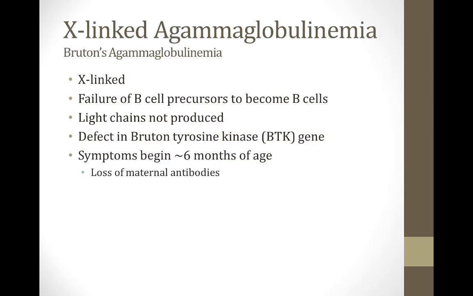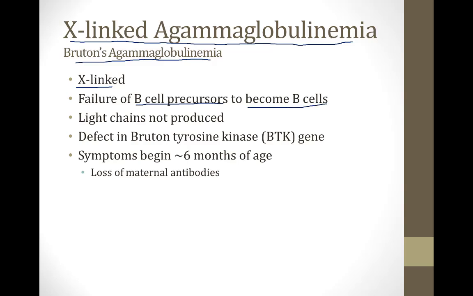The first immune deficiency syndrome we're going to discuss is called X-linked agammaglobulinemia. It's also called Bruton's agammaglobulinemia, named after a colonel in the military who was a physician who first described the disorder. It's an X-linked condition, as the name implies, and it occurs because B cell precursors fail to mature into functioning B cells and plasma cells.